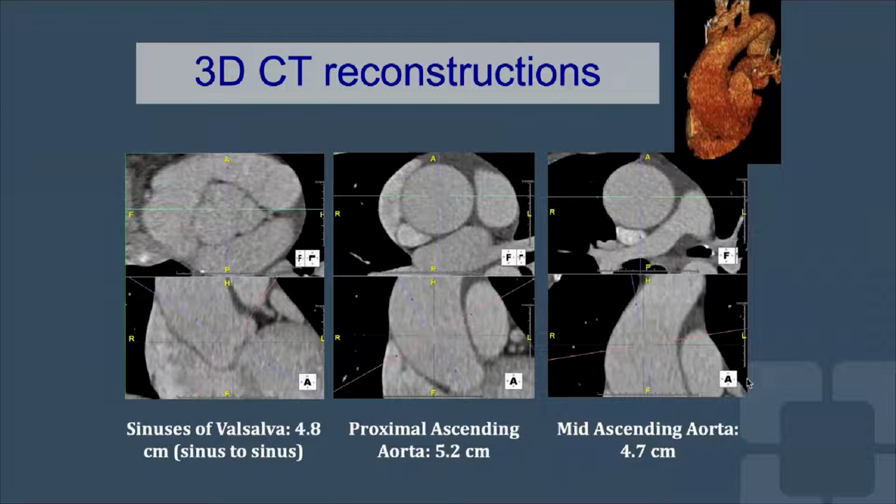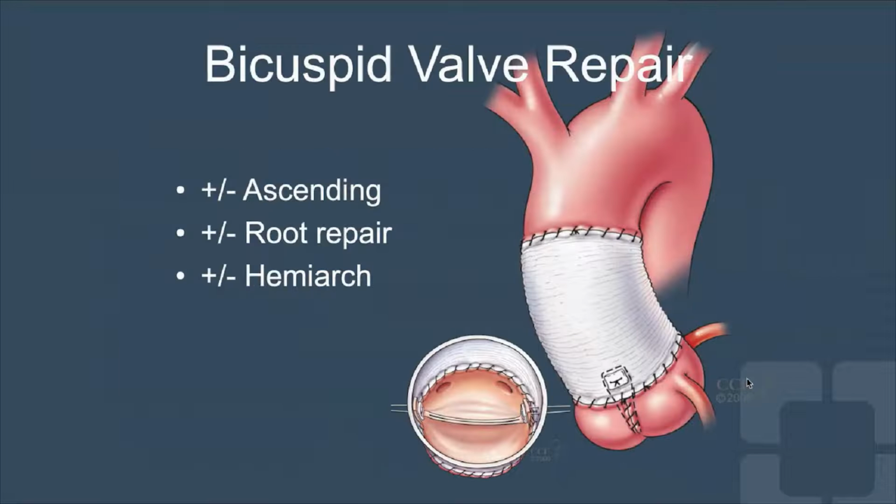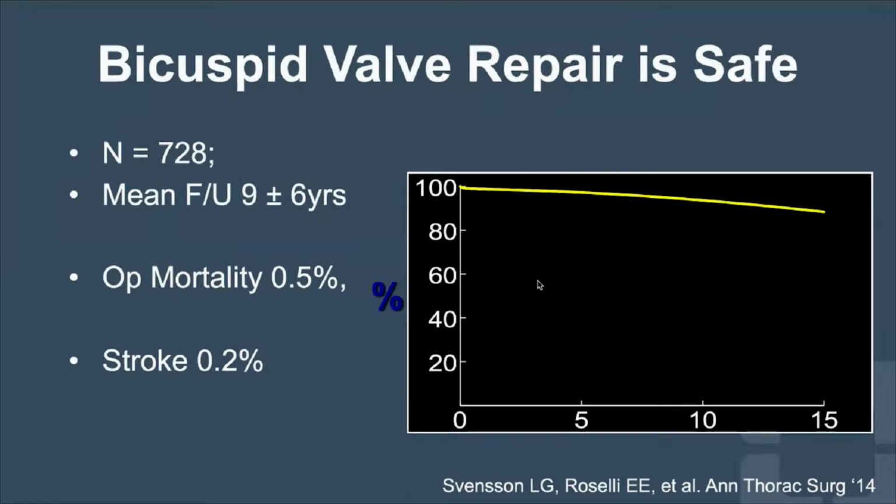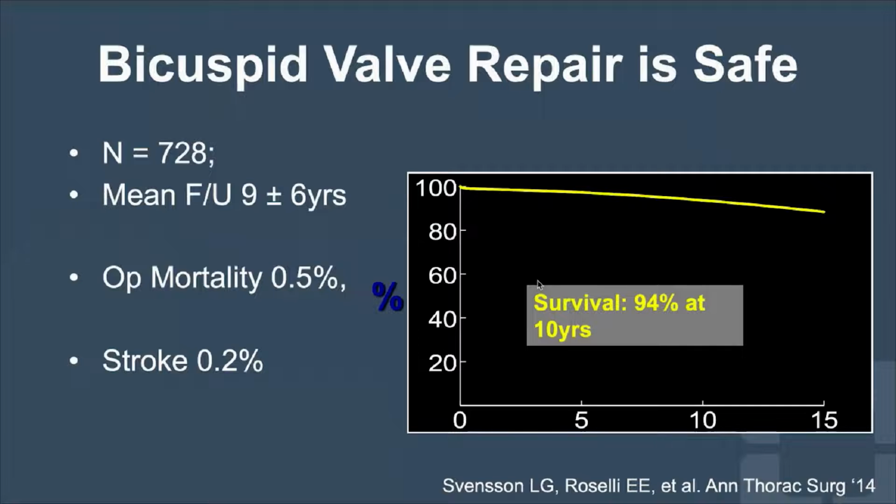We do 3D reconstruction for all these patients to get a true measurement of their aortas in all locations, and we'll tailor their operation accordingly. So patients with bicuspid aortic valve at our institution, if they have a normal working valve, often will get aortic valve repair. If they have a normal root as well as ascending aortic replacement, including a root replacement or hemiarch, depending on where their aneurysms are. This is a very good operation that's very durable over time with a low mortality.